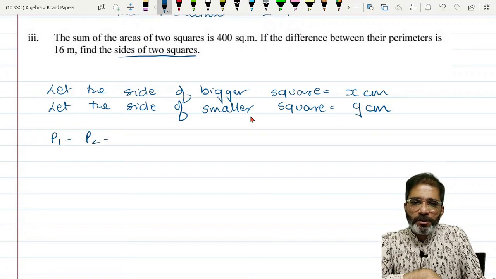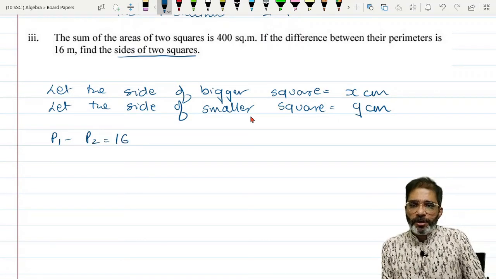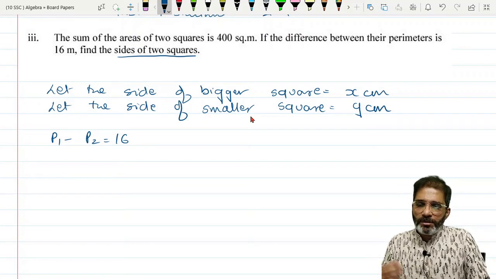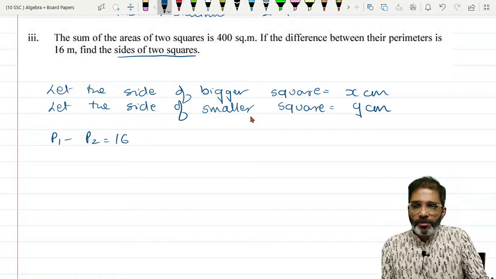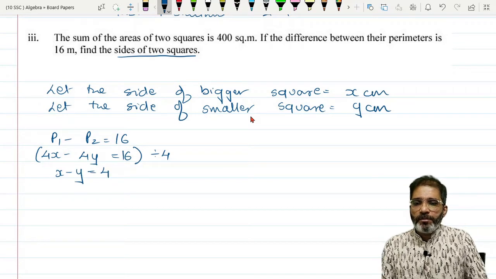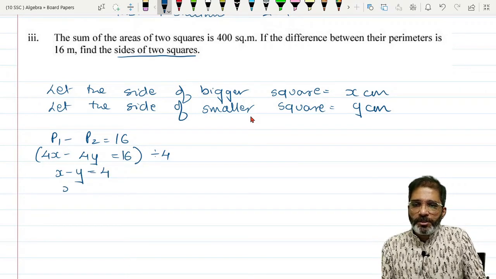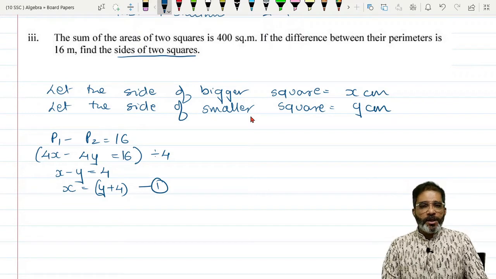So P1 minus P2 is given as 16. Now the formula for perimeter is 4 into side. So the difference is 16, meaning the bigger perimeter minus the smaller perimeter. So the bigger perimeter will be 4x minus 4y equal to 16. When I divide by 4, I get x minus y equal to 4. So x equals y plus 4. I'll mark this as equation 1.